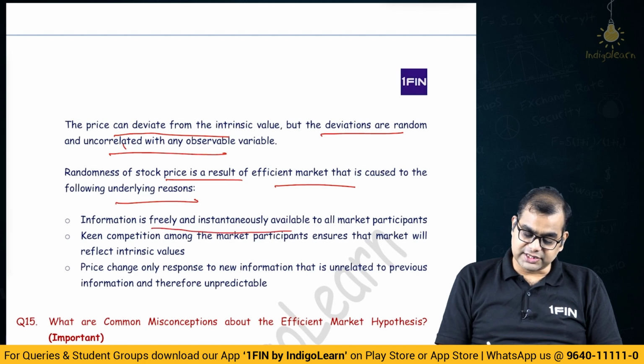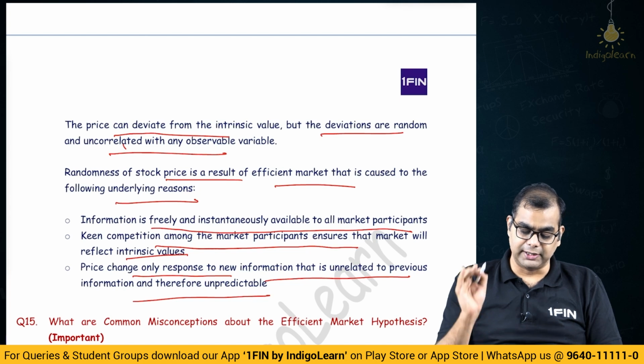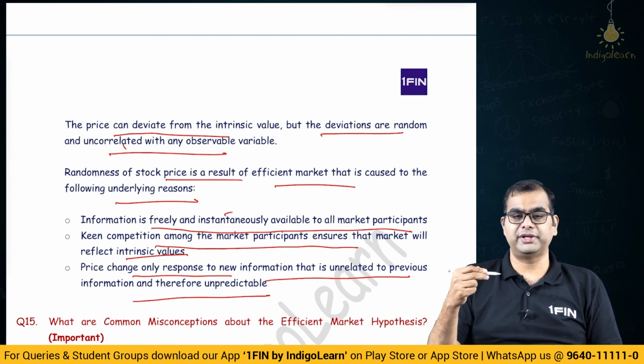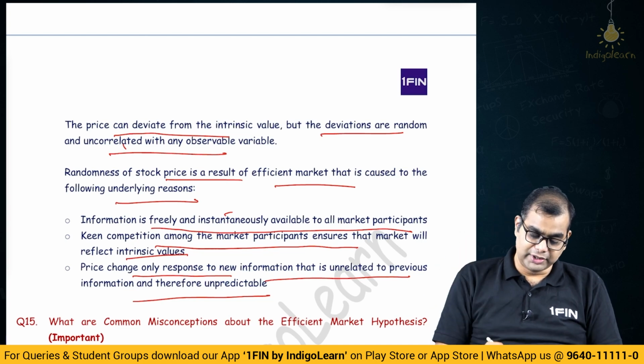Information is freely and instantaneously available to all participants. Keen competition amongst market participants ensures that the market will reflect intrinsic values, and price change only responds to new information that is unrelated to the previous information and therefore unpredictable. So basically, a lot of information is there. As new information keeps coming in, that new information is random. So the new price is also random.